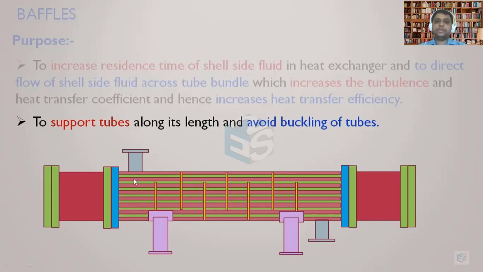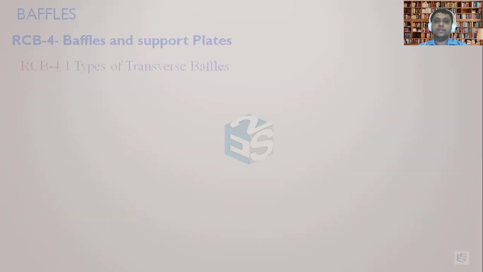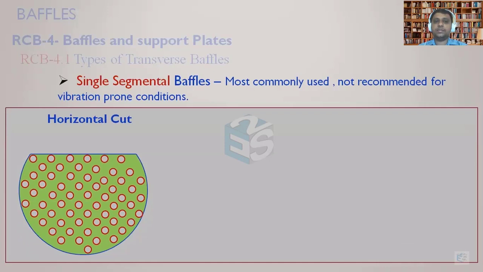So what will happen? Because of that, the unsupported span would be minimum, and the vibration possibility will be little, or even if it is there, its severity will be controlled. So the single segmented baffle is most commonly used but not recommended for vibration-prone conditions.